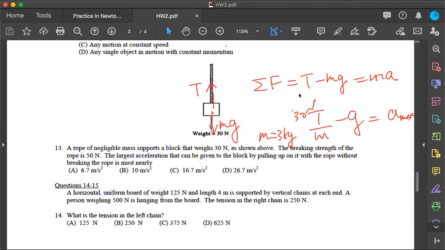Okay, and we got this equation based on Newton's second law, and then we get the mass of the block based on its weight, and we got 3 kilograms. T is the maximum tension on the rope, and we can get the maximum weight. Okay, all right. Any other questions?